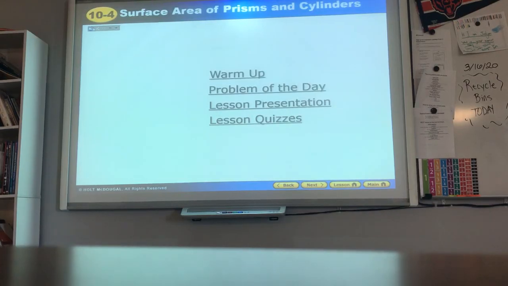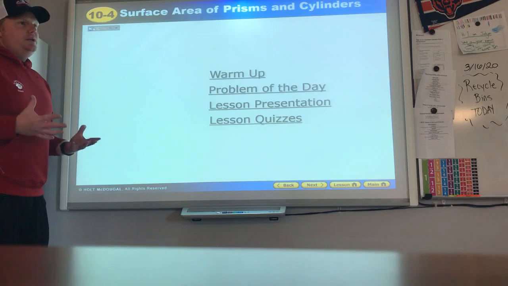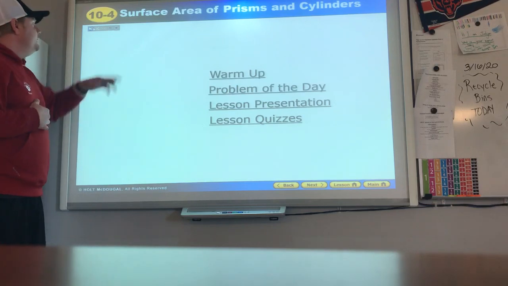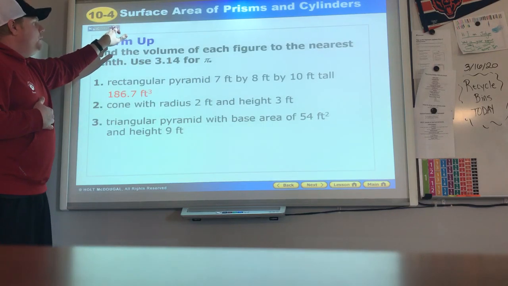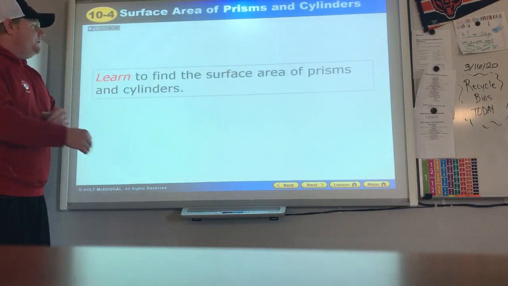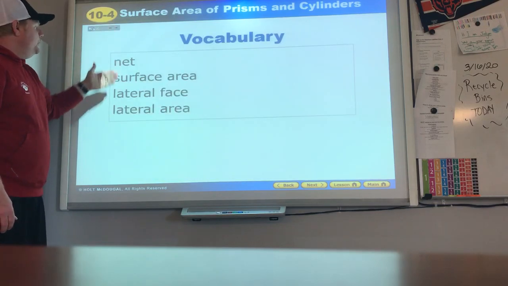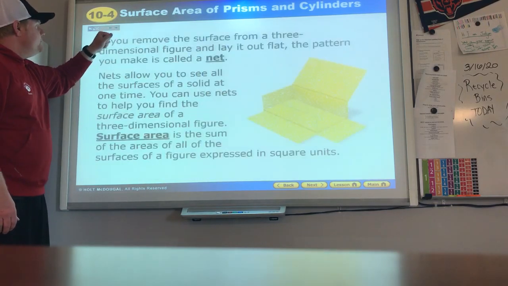Surface area of prisms and cylinders. We have to think of surface area as being how much paper it would take to wrap the item completely. We're going to fly through this because it's going to take us a good amount of time. To find the surface area of prisms and cylinders, we must know these total things.